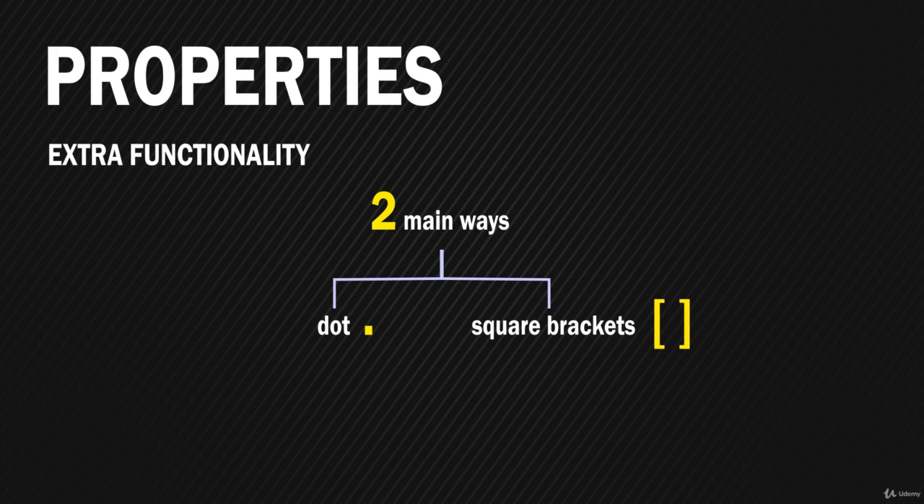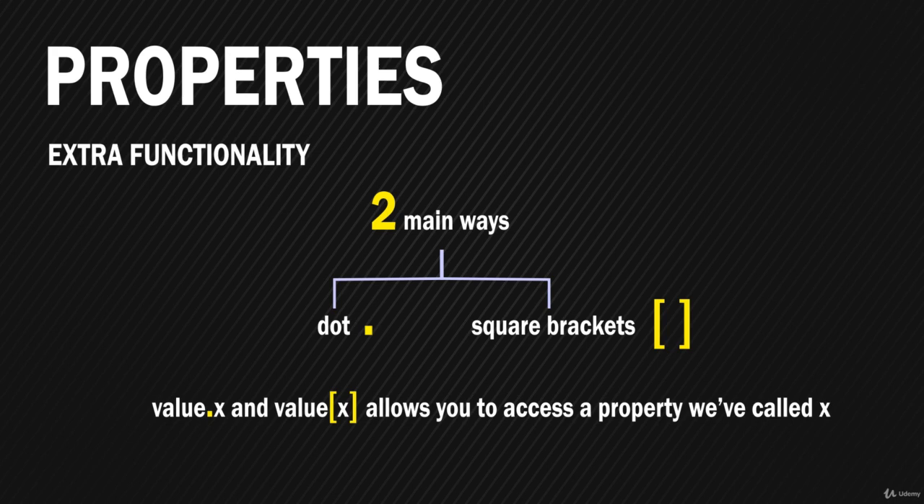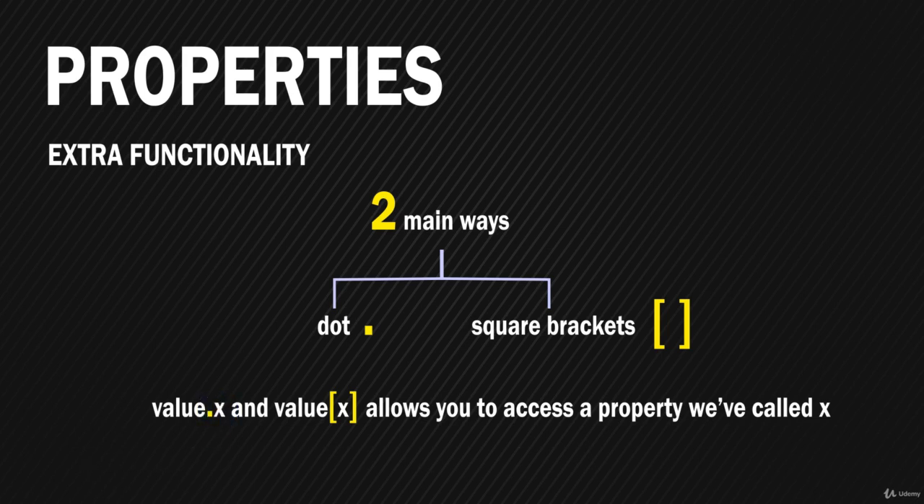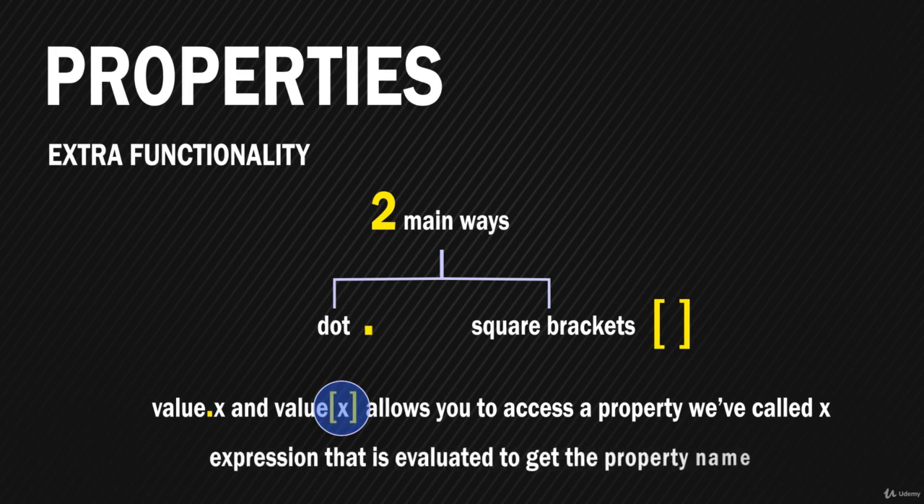So let me give you an example. If you have a value and you want to get a property called x, all you have to do is type value.x. And what about the square brackets? Well, you can just type value, open square brackets, x, close square brackets. And both of these different ways will access a property called x on that value. The word after the dot is the actual name of the property, in this case x. And it's the same thing with square brackets. It's an expression that is evaluated to get the property name, and the property name in this case is x.